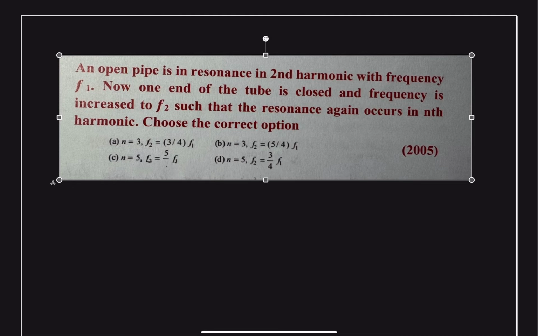Hello friends, in today's question, an open pipe is in resonance with the second harmonic and the frequency is given as f1. Now one end of the tube is closed and the frequency is increased to f2 such that resonance again occurs in the nth harmonic. So we have to choose the correct option, or we can say we have to find the value of n and the relationship between f2 and f1.